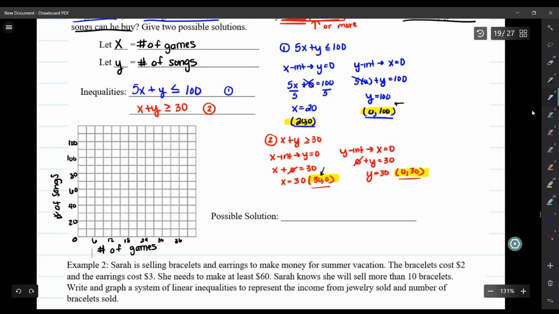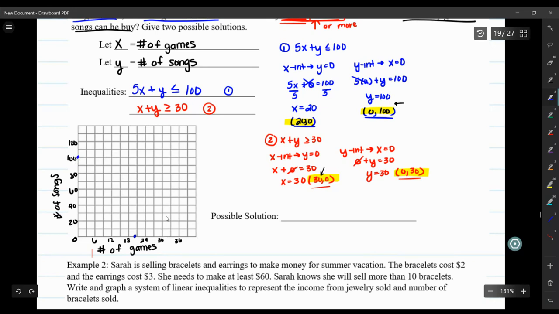Now that I have a scale, let's graph. So let's graph the blue one first. I have an x-intercept of (20, 0). So that would be, let's see, 18, 21. So 20 is about here somewhere. And then I have another y-intercept of 100. So that would be here.